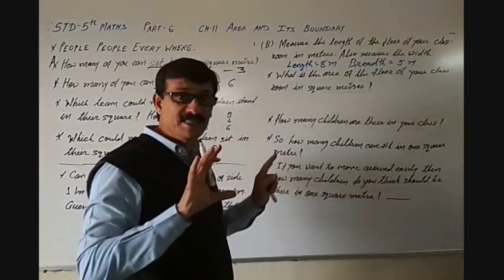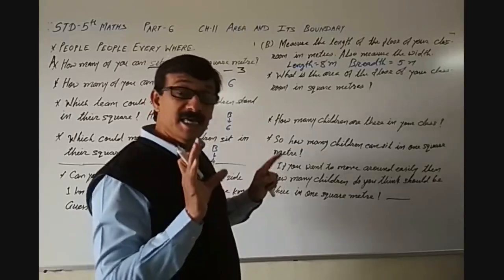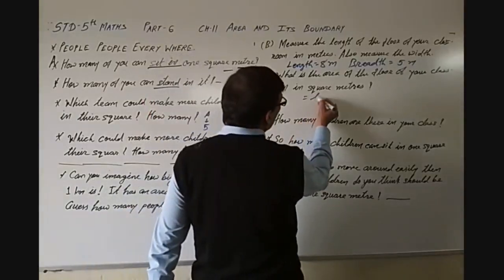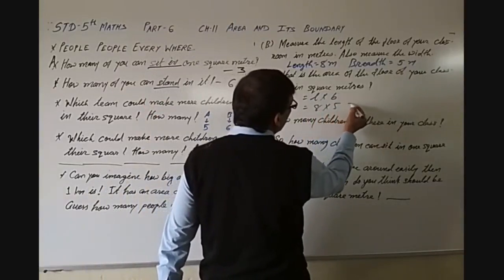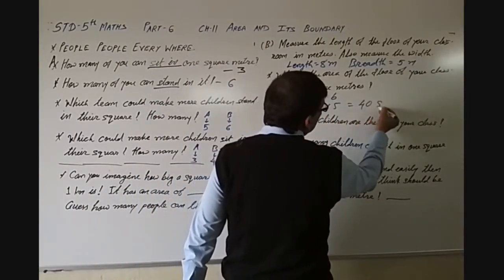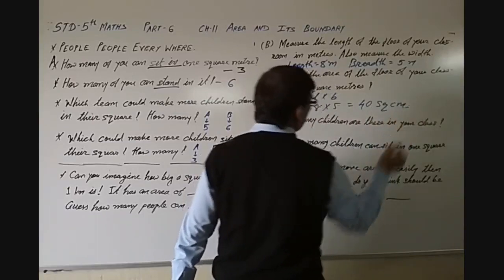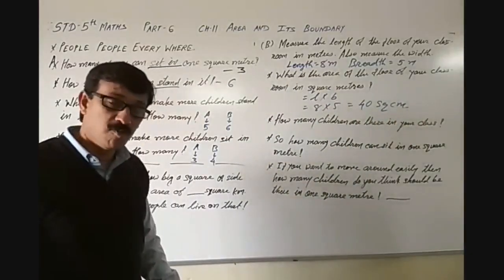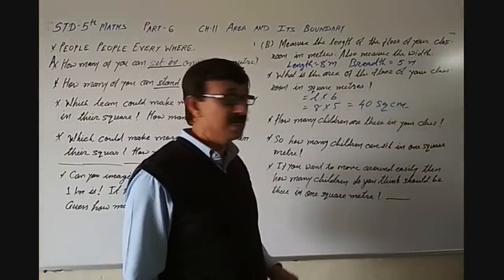I am not writing everything. Let me tell you. Area of floor is equal to length multiplied by breadth is equal to 8 multiplied by 5 is equal to 40 square centimeter. So area of the floor of the classroom is 40 square centimeter.